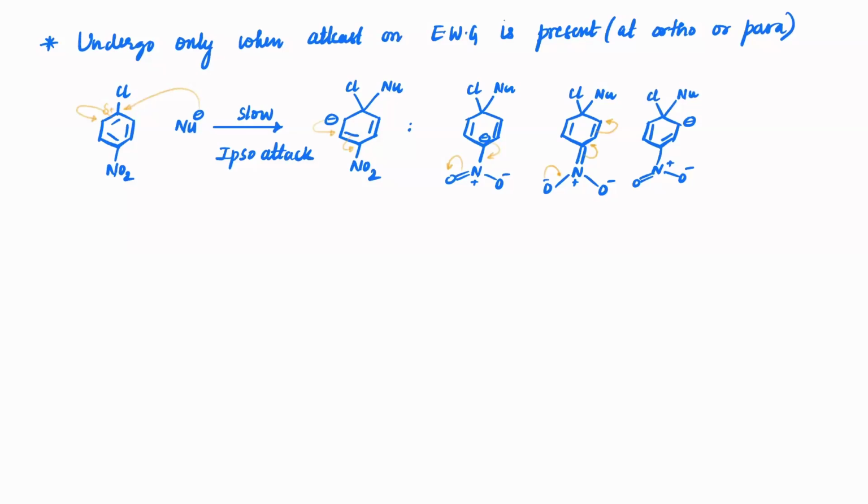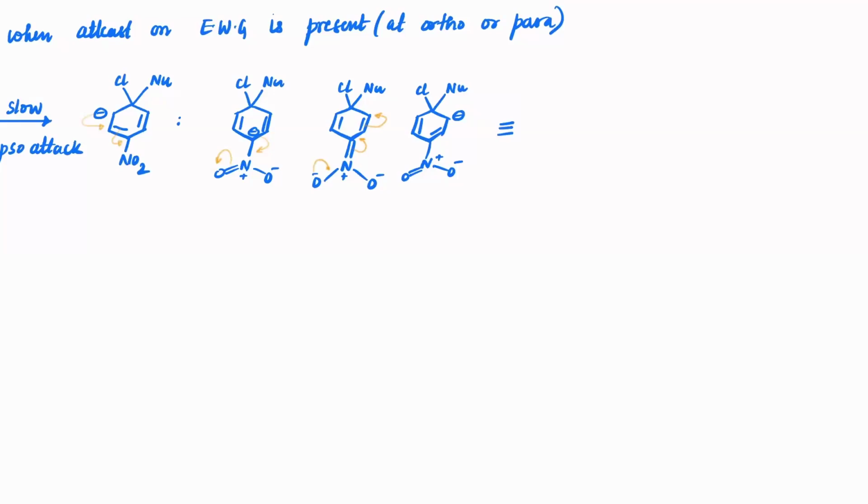And these resonating structures, if I combine all of them and convert into a hybrid form, the hybrid form would look like this, where the negative charge is moving across the positions, having chlorine and nucleophile here and NO2 here. Correct? This hybrid form is what we call the Meisenheimer complex.